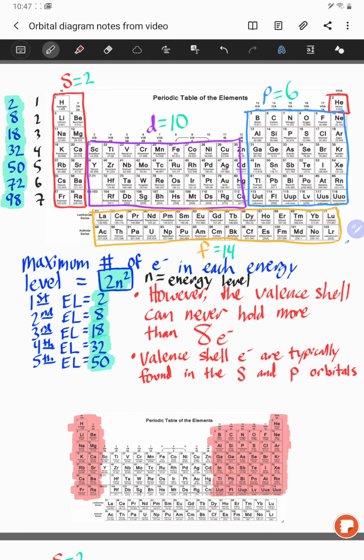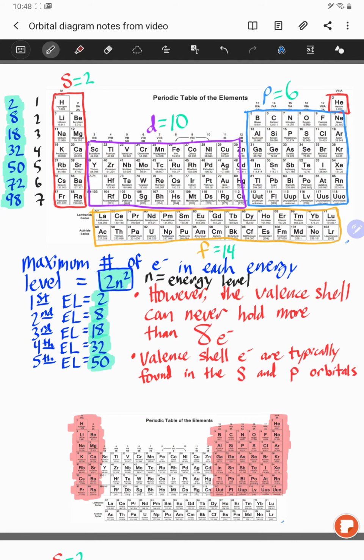But there's an important exception in that the last energy level, the outermost energy level, the valence shell, can never hold more than 8 electrons. So that is a hard rule, and there's exceptions to it. There's a lot of exceptions in chemistry. We're not going to learn about exceptions in this class. We're just going to deal with the basics. When you get to college, you can talk about exceptions.